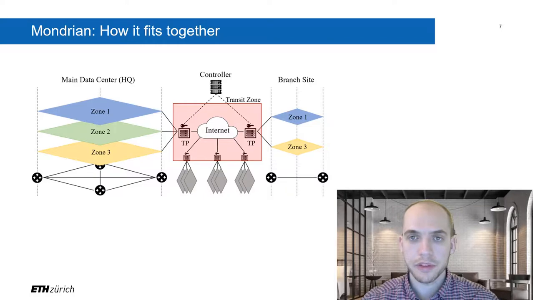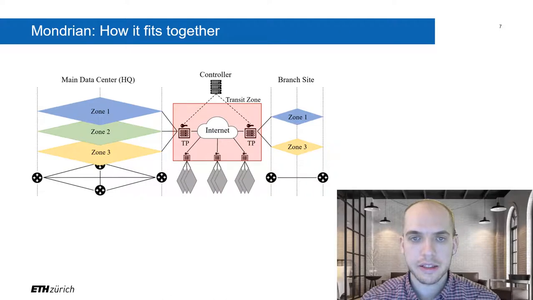With knowledge about this important building block, I'd now like to explain how the Mondrian architecture works. In this figure, you see an example deployment of Mondrian. Multiple branch sites containing multiple zones each are connected via the interdomain transit zone. This transit zone is spanned by dedicated security gateways deployed at each site, to which all local zones are connected. These gateways are called transition points, or TP for short.